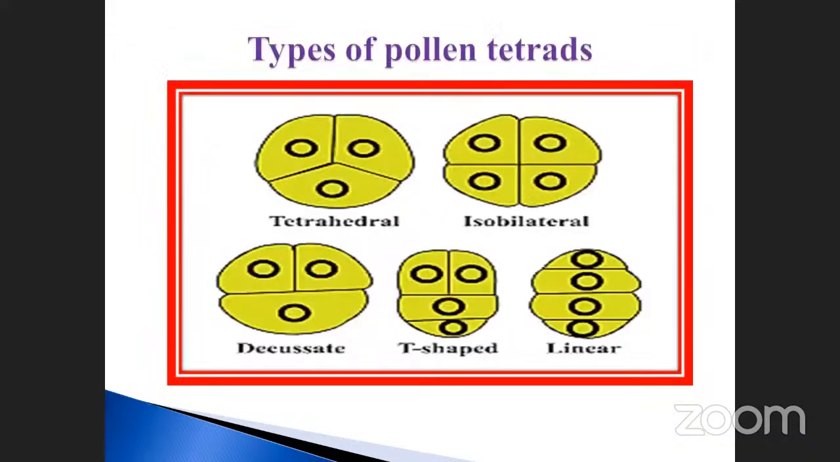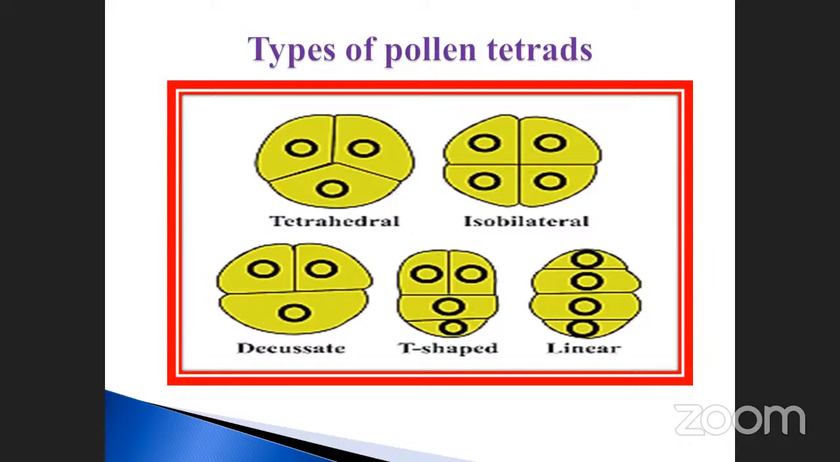Thank you. So then we'll pass on to the next slide, which is types of pollen tetrads. Tetrad means four cells, but here they have given us types of pollen grains in different formats. This is the tetrahedral nature. Tetrahedral means here three cells we are seeing on this side, and one more on the opposite side. This type of structure is called tetrahedral. And the second one is isobilateral. What is the meaning of isobilateral? Iso means similar, and lateral means side.